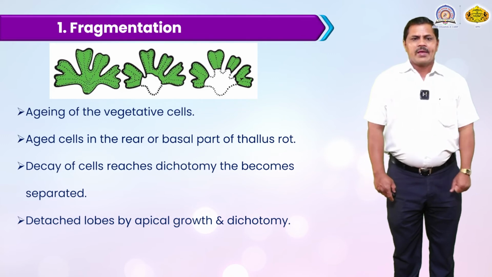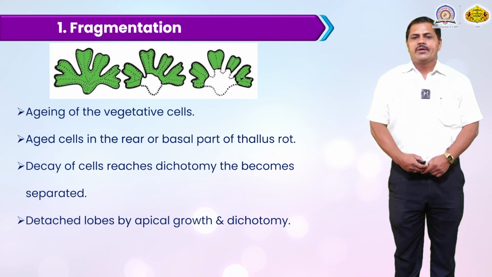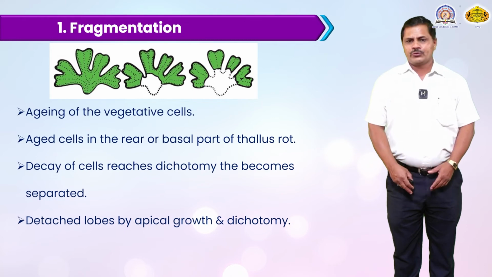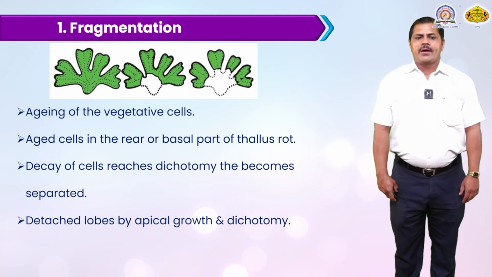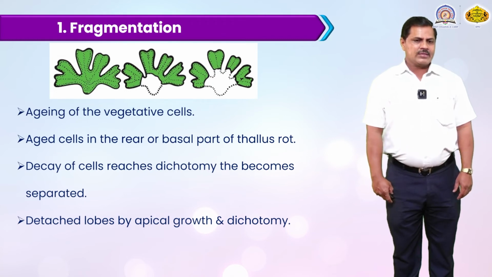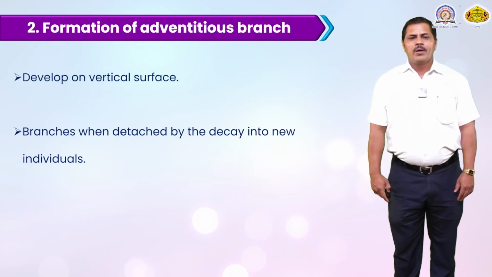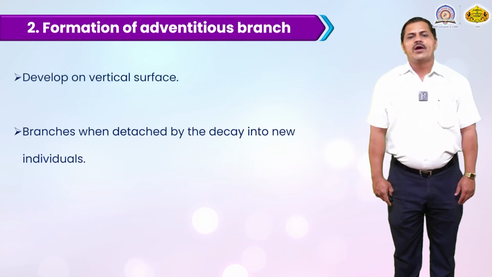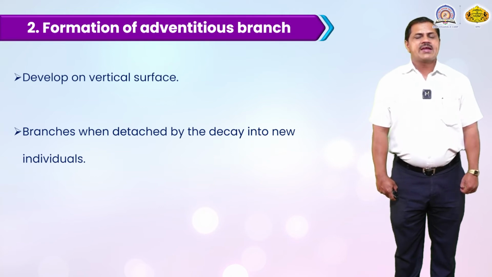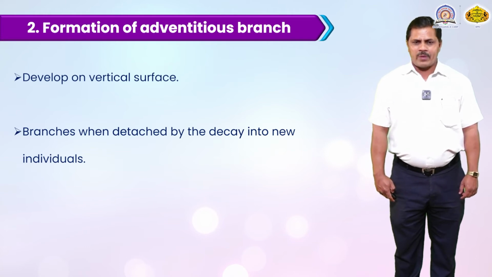Fragmentation: with the aging of vegetative cells, the cells in the rear or basal part of the thallus rot, decompose, or are destroyed, and the lobes detach by apical growth and dichotomy. These branches detach and separate, and each detached lobe can develop. When these branches detach by decay, they develop into new individual plants through this fragmentation process.